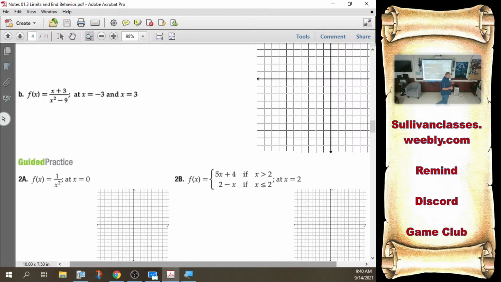So 2 minus 2. Wait, so graph this. 5x equals 4. X can't only be greater than 2. What are we supposed to be looking for? That? No.